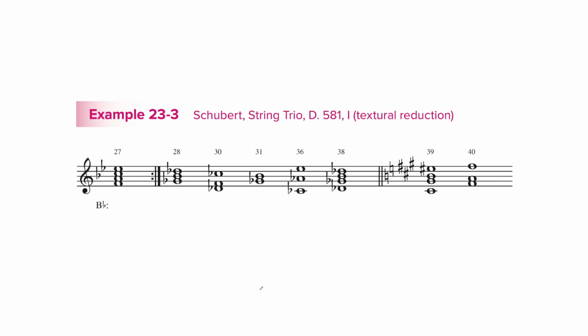Let's take a look at this example. This is taken from the String Trio by Schubert. It begins in B flat major with F dominant 7th chord. This is 5-7 of B flat major, but after that we don't have the tonic chord, B flat major. Also, we don't have the diatonic 6.